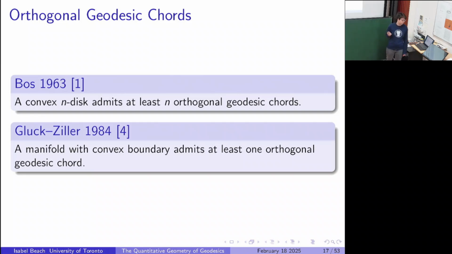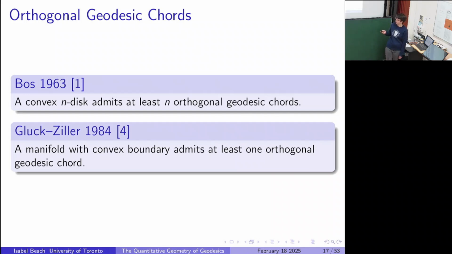In the interest of proving the cyclic conjecture, I believe Bos proved an existence result that a convex n-disk admits at least n orthogonal geodesic chords. So now we have this condition, convex on the boundary: essentially, two points that are nearby on the boundary are sufficiently close to be connected by a unique minimizing geodesic that lies within the disk.